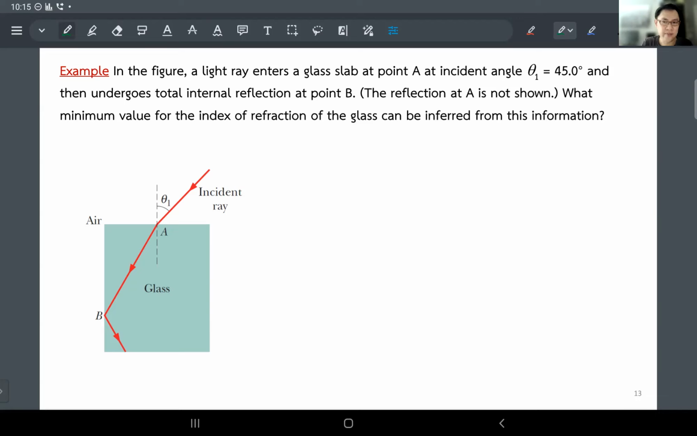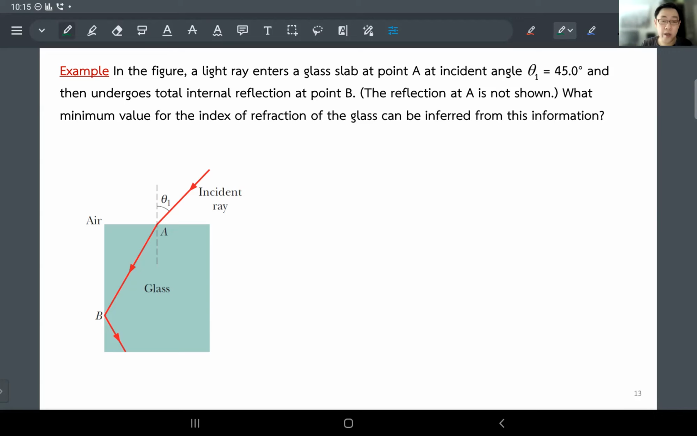Does that make sense? We understand it from the example of glass, diamond and sapphire. The larger the n, the smaller the critical angle, and the easier it is to get total internal reflection. Okay, all right, so that's kind of the area we are in.